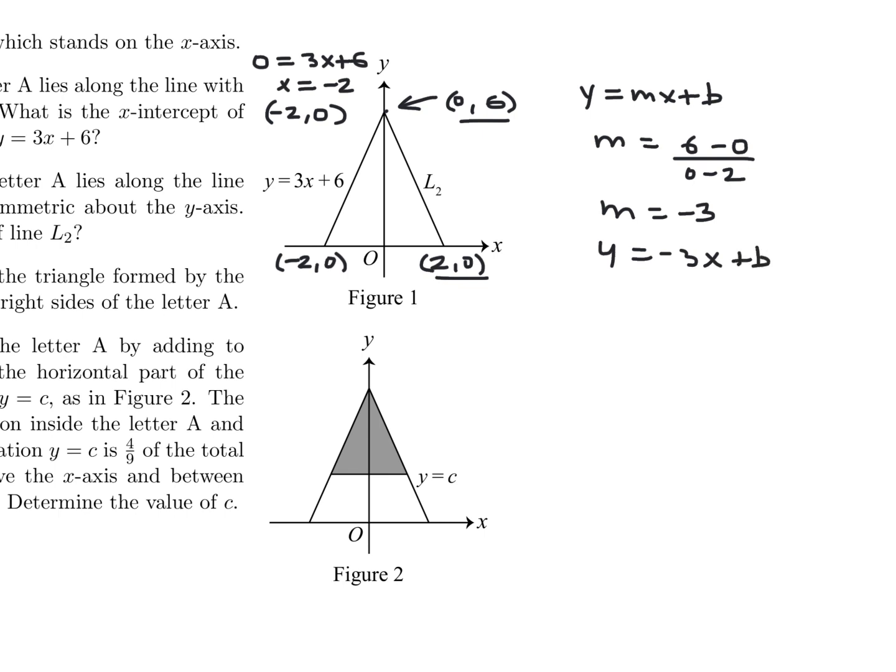Substitute either of those points. I'll just substitute in the 0, 6. And that means b is 6. And therefore, finally, the equation of that line is y is minus 3x plus 6.